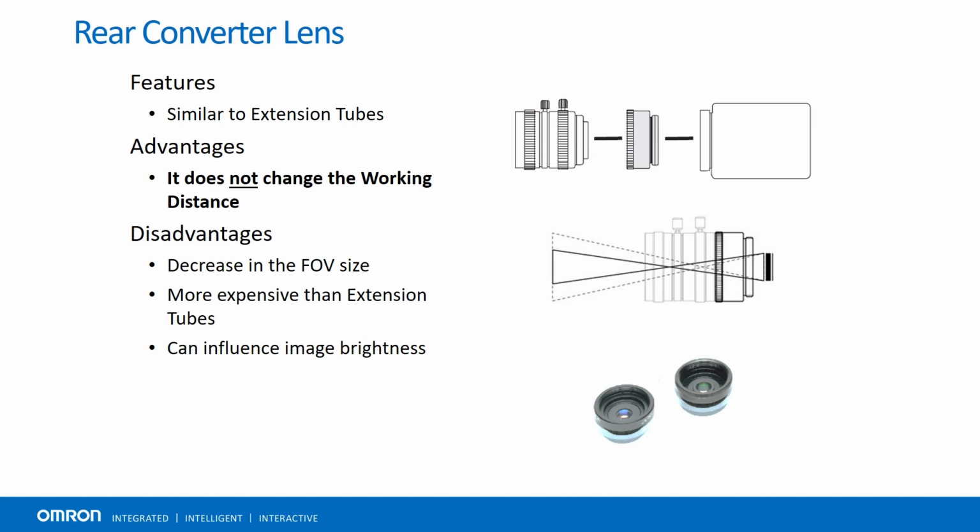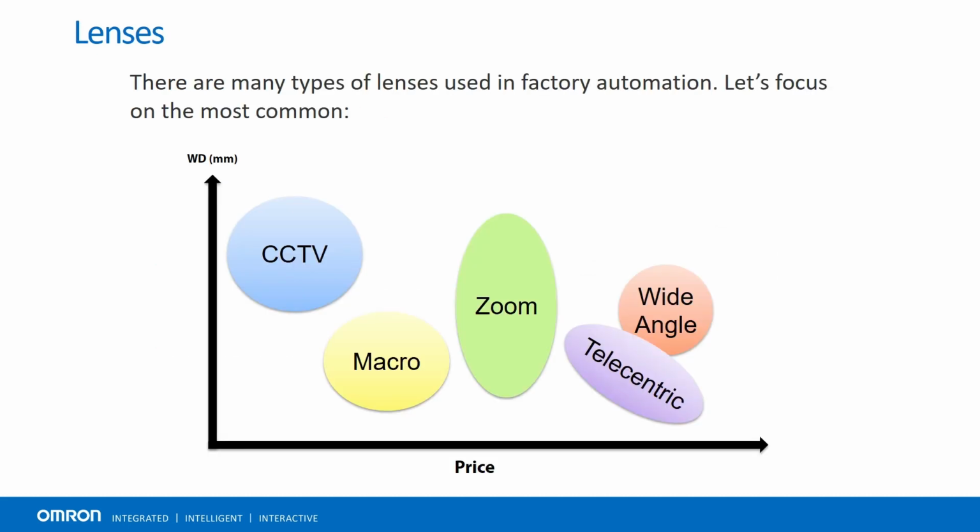A rear converter lens is similar to extension tubes, except the working distance does not change. If we have a constrained working distance, the only option available is to adjust the camera distance and use a rear converter lens to adjust our field of view size. Keep in mind that brightness is sometimes influenced by usage of rear converter lenses and they are costlier than extension tubes.